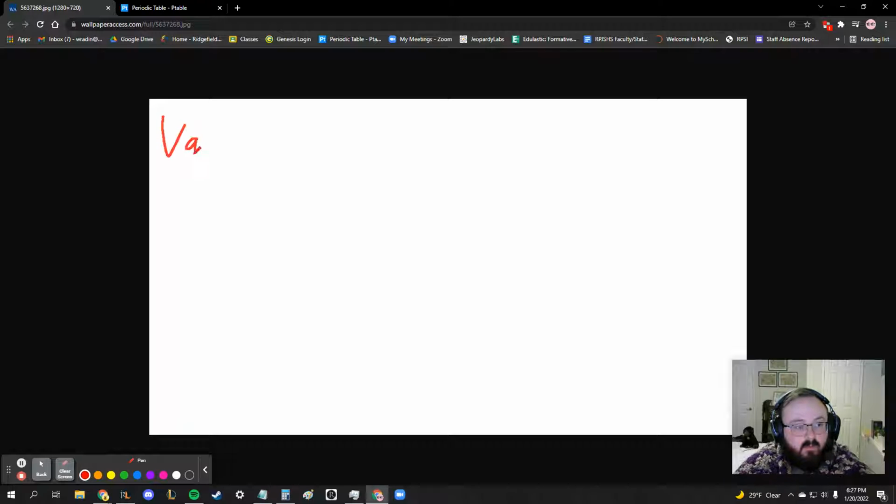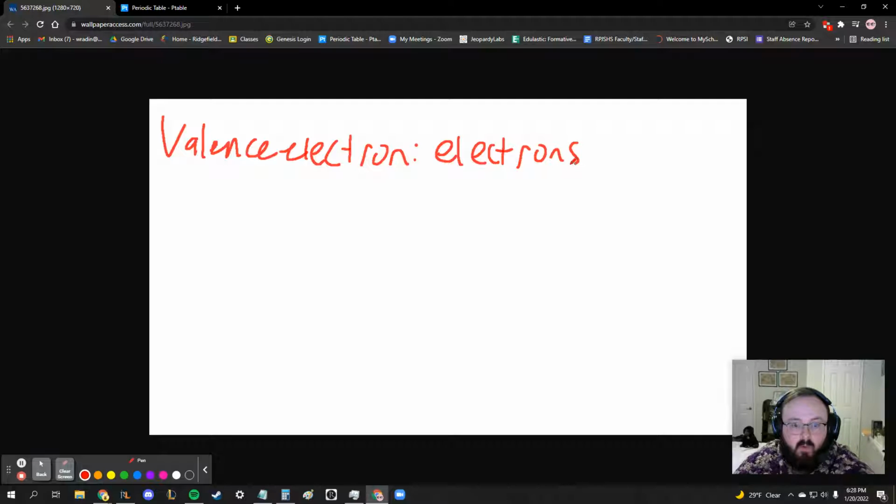Valence electrons are electrons in the outermost ring. So that is what a valence electron is, and they are the ones that determine what type of ionic compound we are making, which is why we care about them.